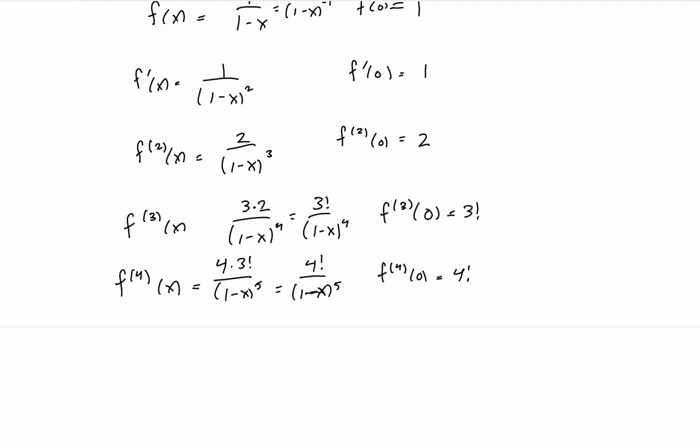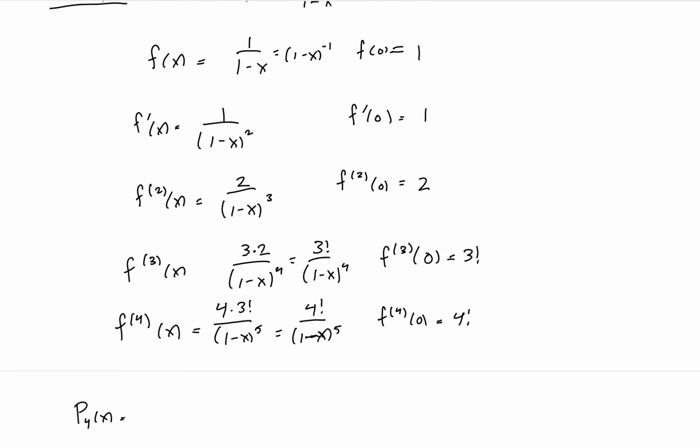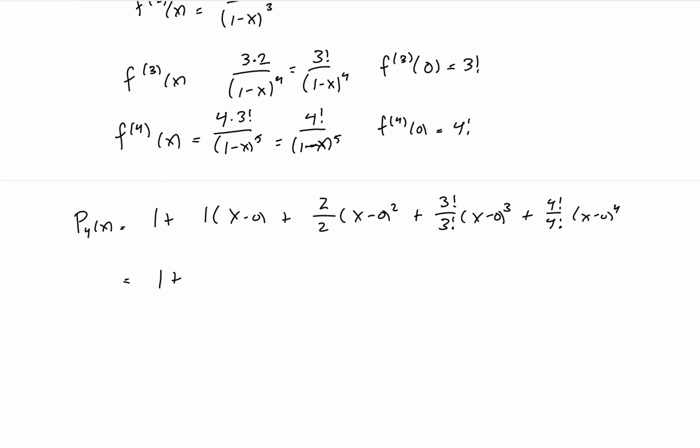So now we have all the data we need to do the fourth Taylor polynomial. So remember the value is 1 plus 1 times x minus 0, plus 2 over 2 times x minus 0 squared, plus 3 factorial over 3 factorial times x minus 0 cubed, plus 4 factorial over 4 factorial times x minus 0 to the fourth. This is just 1 plus x plus x squared plus x cubed plus x to the fourth. So you can see these aren't particularly difficult to calculate. As long as you know how to take derivatives, you can find Taylor polynomials.